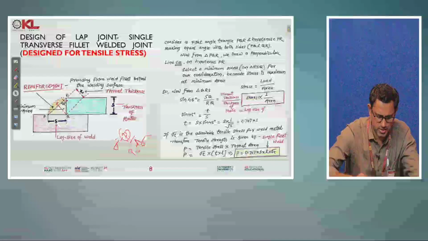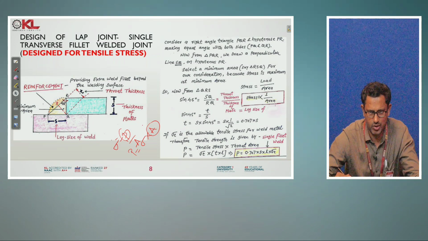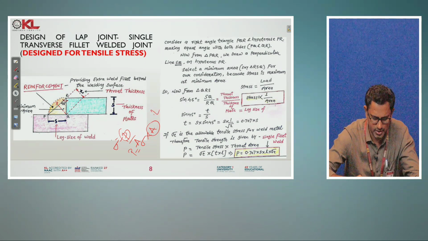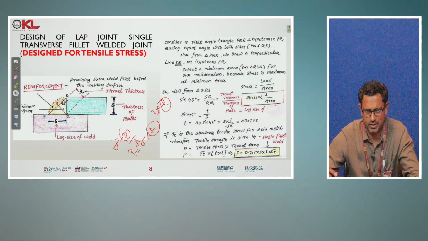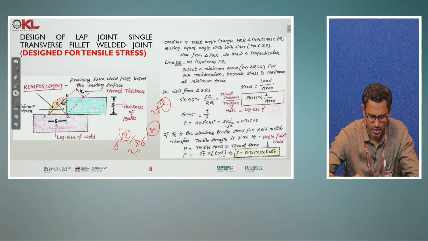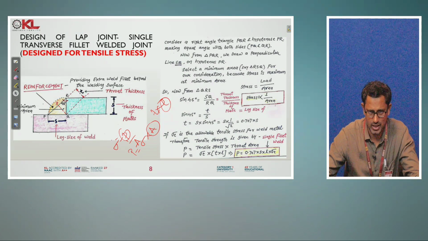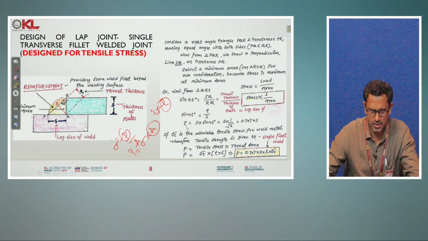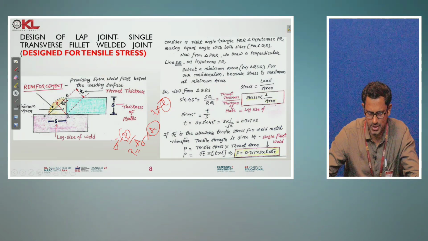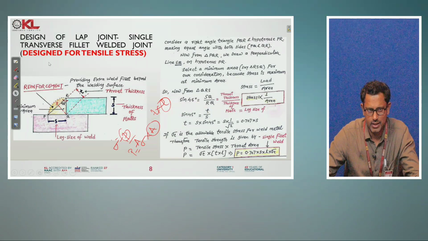That load is nothing but your stress into area. So here you have area, nothing but your thickness into L, whatever L values you have taken. This thickness value here is nothing but the throat thickness. You can consider that throat thickness value from this equation, that is 0.707 into S. So the load P is equal to tensile stress, that is sigma T, into throat area, T into L. So substitute this T value in this given equation, you will get the load acting on the welded joints.